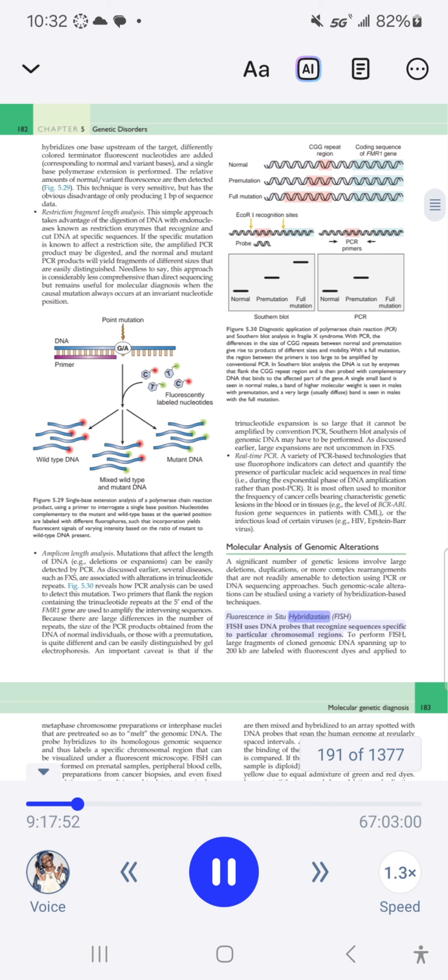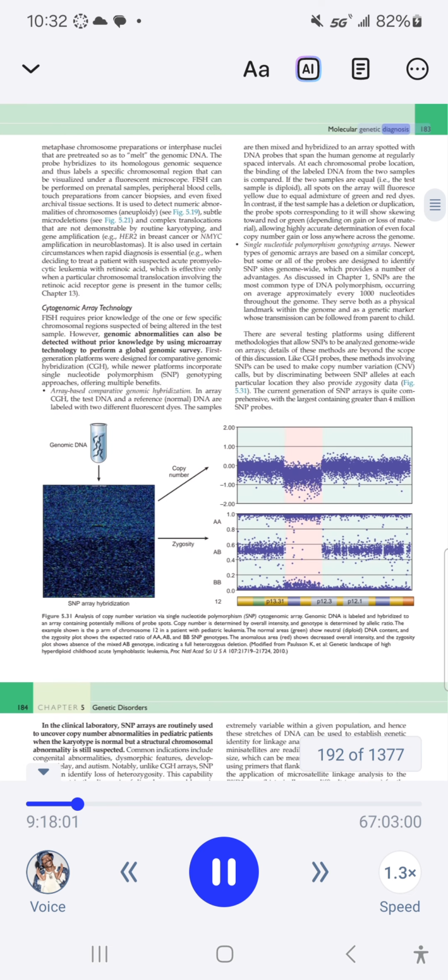Fluorescence in situ hybridization (FISH) uses DNA probes that recognize sequences specific to particular chromosomal regions. To perform FISH, large fragments of cloned genomic DNA spanning up to 200 kilobases are labeled with fluorescent dyes and applied to metaphase chromosome preparations or interphase nuclei that are pre-treated so as to melt the genomic DNA. The probe hybridizes to its homologous genomic sequence and thus labels a specific chromosomal region that can be visualized under a fluorescent microscope. FISH can be performed on prenatal samples, peripheral blood cells, touch preparations from cancer biopsies, and even fixed archival tissue sections.